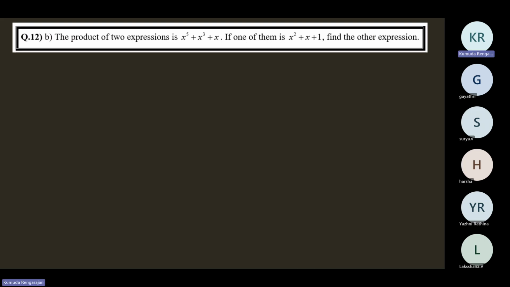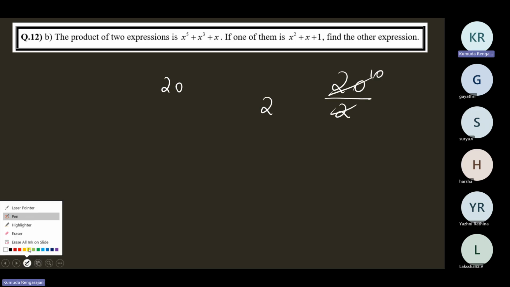The product of two expressions is given. If one of them is given to you, you need to find the other. So like product of two numbers is 20. If one of the numbers is 2, find the other. What will be the other number? 10. The product of two numbers is 20. If one of them is 2, the other one will be 10. So you'll have to divide the two expressions.